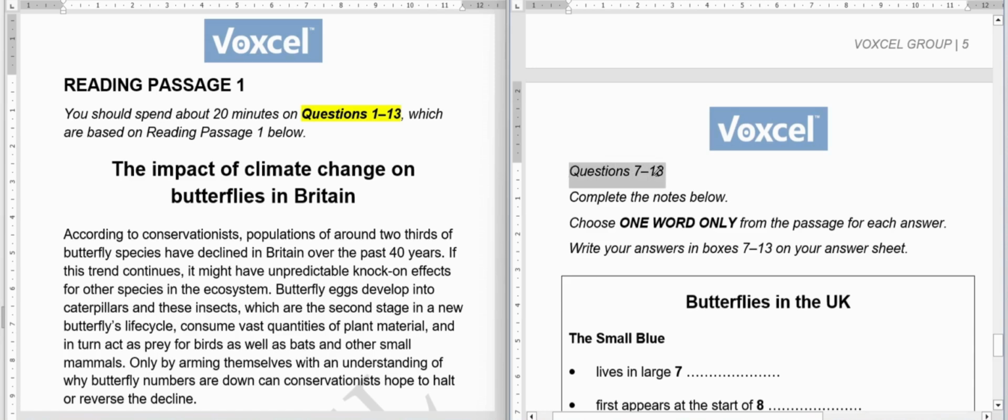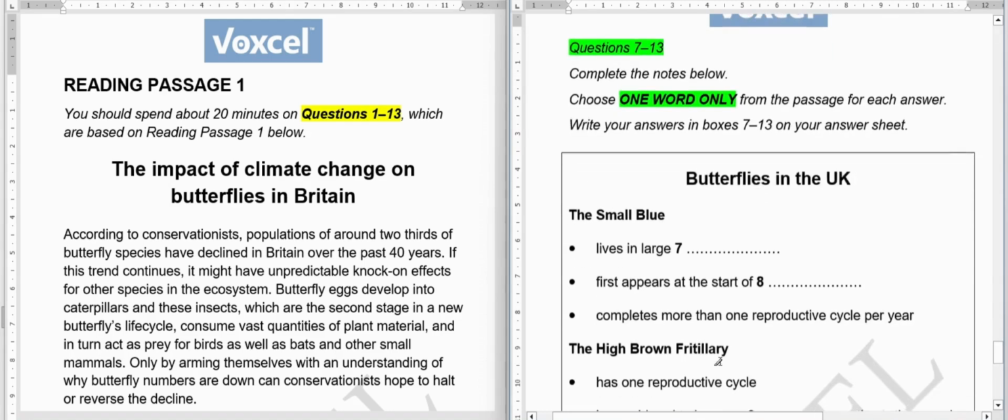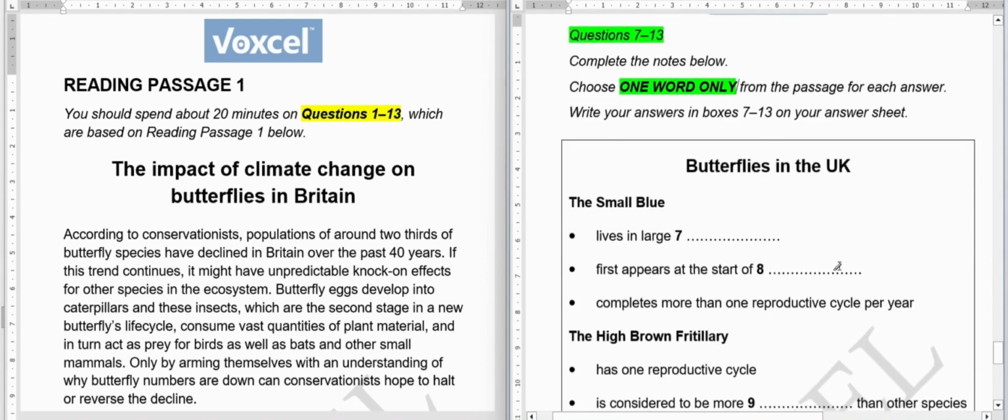This is the second and the last set, because we know there are 13 questions. So this is 7 to 13 and it is one word only. Let me change the color. These are like notes blanks, and we have to write one word in each blank. We should be very careful about the instruction words, because if you write more than one word, though your one word may be correct, your answer will still be marked as incorrect. So be very careful about that.